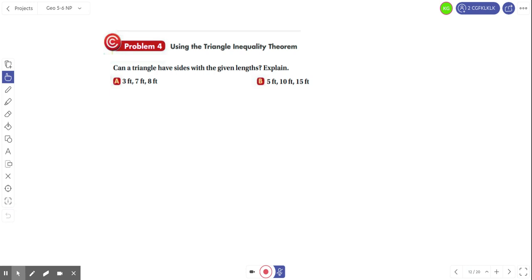So the question here is, can a triangle have sides with the given lengths? And explain. So for A, I would check the two shorter sides, 3 and 7. Are they greater than 8? Okay, 3 plus 7 equals 10, and 10 is greater than 8. They can make a triangle.